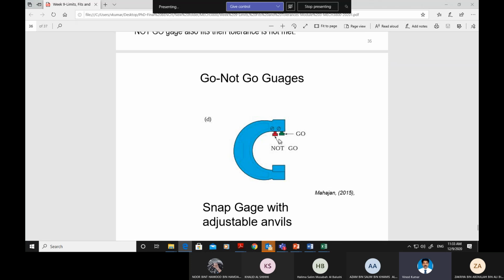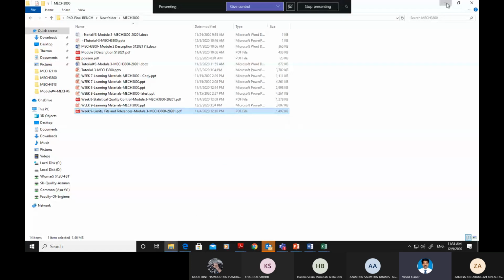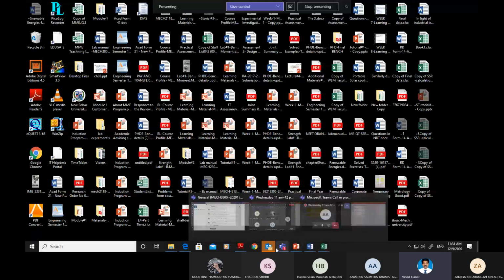So if it is between these two, you can check the upper and lower limits using not go and go gauge, a system like this. So this is basically the difference in the tolerance. If you see the tolerance like 10 plus or minus 1, maybe this one 9 and this one 11. Using this, we can quickly check the material and we can say whether they are under control or not. This is called go and no go gauges.